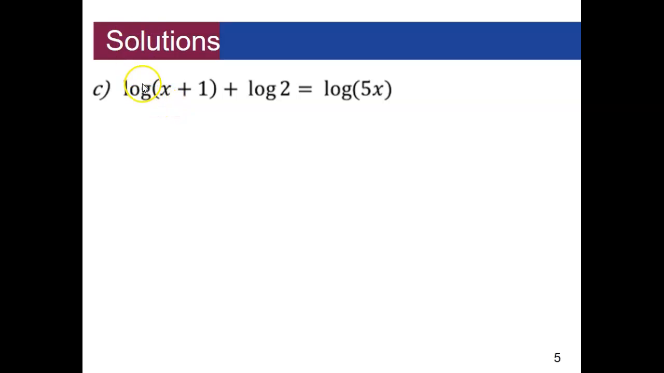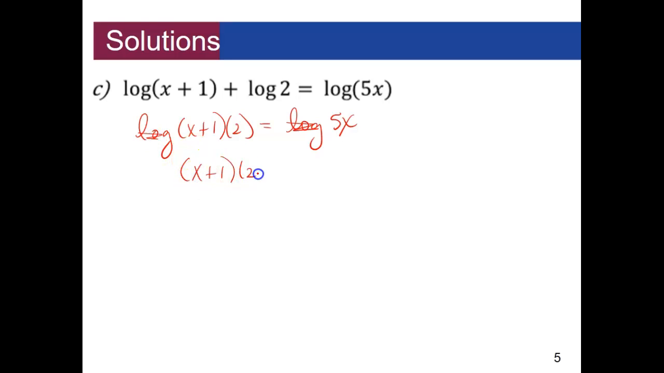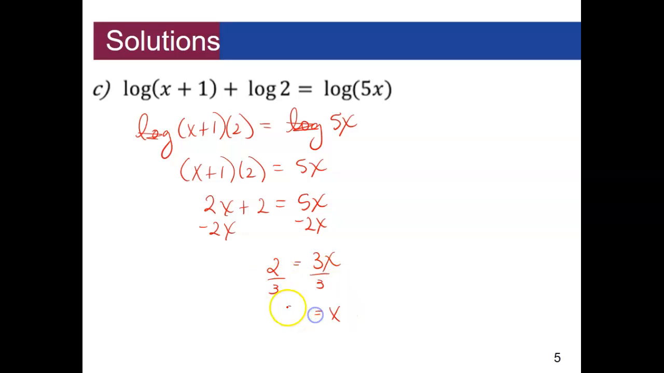So our next one here, we actually have logs on both sides. So we want to condense or combine these two together into one logarithm. So we're going to have the log, and we're going to multiply these two together here. Okay, because we have logs with the same base on both sides, we're just going to be left with this. So I'll distribute here. Subtract our 2x because this is just a linear equation. I'll divide by 3, and so x is going to be 2/3.